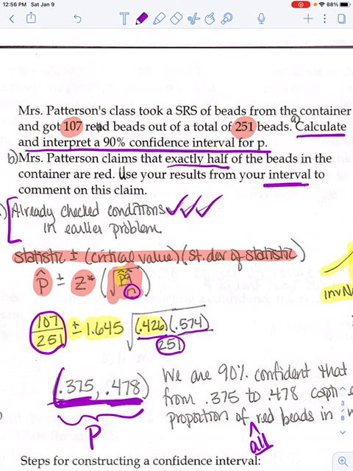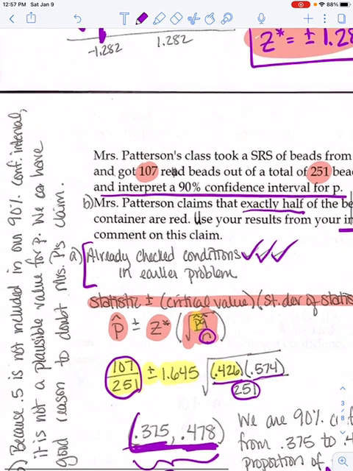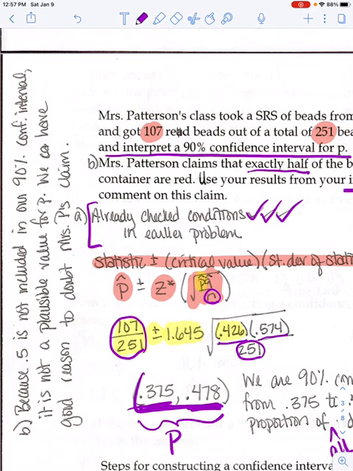All right, well, let's look. I'm 90% confident that the exact proportion of red beads is in that interval, which does not contain a 0.5. So you can turn your paper sideways and read my explanation for part B. So because 0.5 is not included in our 90% confidence interval, it is not a plausible value for P. We have good reason to doubt Ms. Patterson's claim.